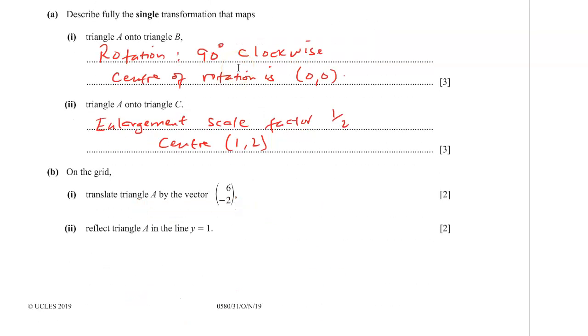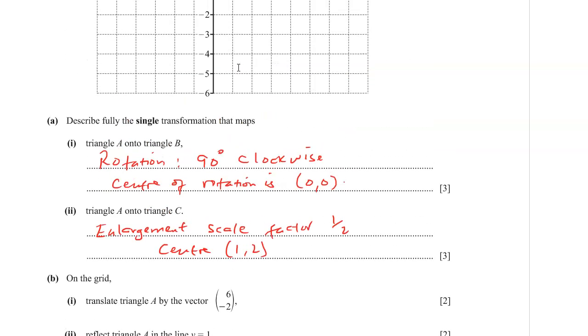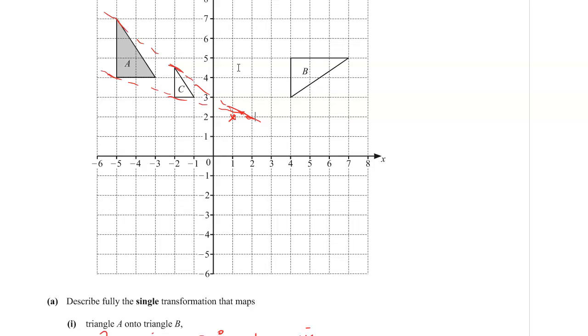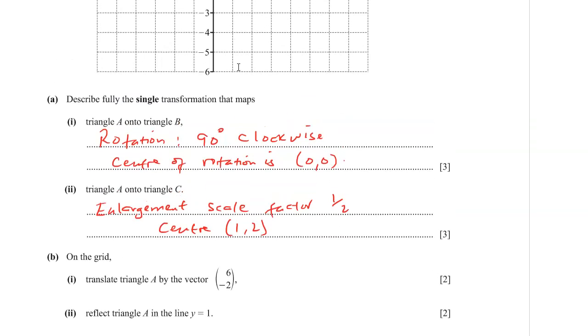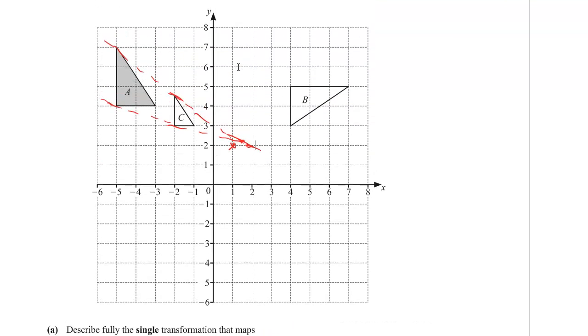Translate triangle A by the vector (6, -2) and reflect A in the line y equals 1. So part 1 is translate triangle A by the vector (6, -2). From here I go 1, 2, 3, 4, 5, 6, then minus 2, 1, 2. So triangle A will be right there.